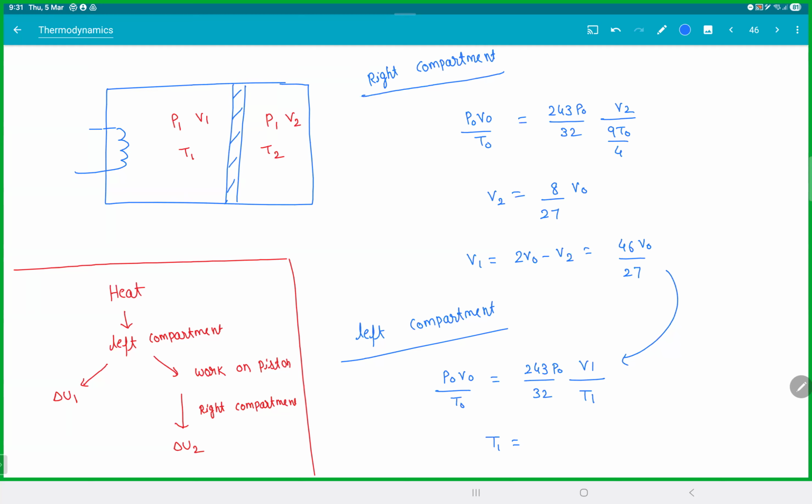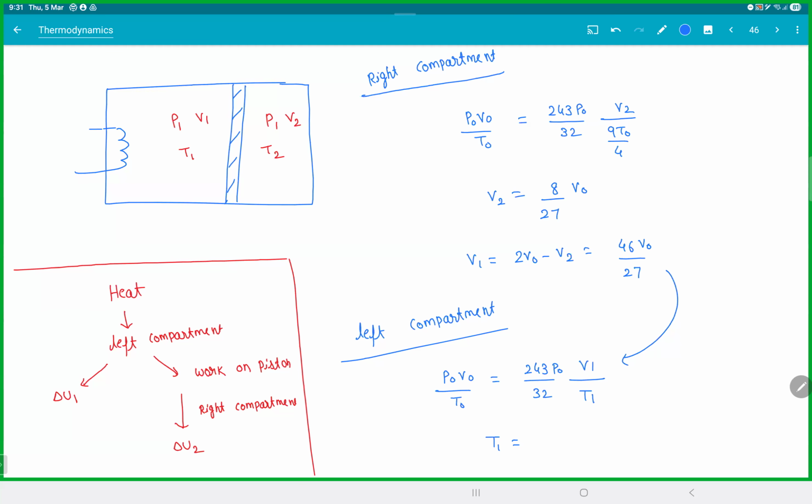Is this making sense, everyone? Any doubts on this? Clear? Perfect.